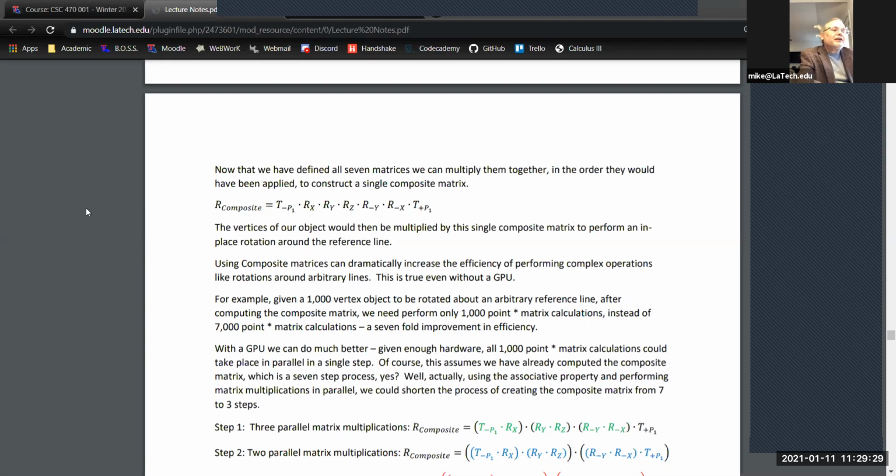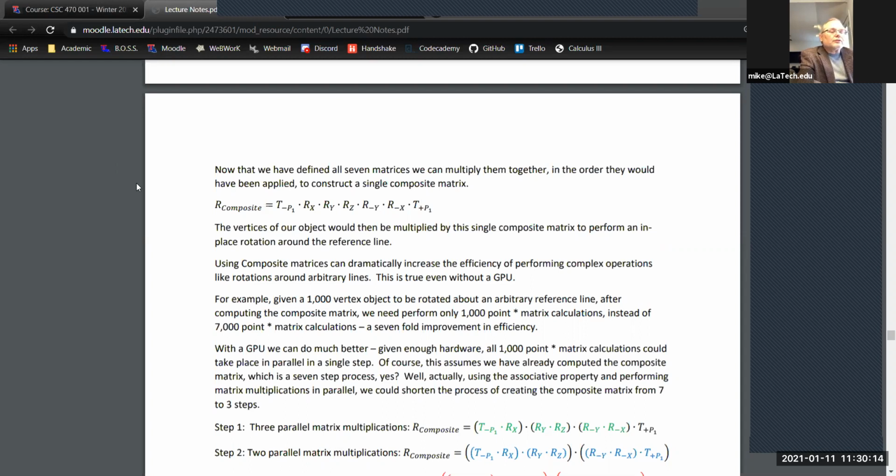So even if I don't have any kind of graphics hardware, it still makes sense to compute a composite matrix and do these operations on a composite matrix, because you'll do 1/7 of the work. That's a big savings. If I can take what it costs and cut it down by a factor of 7, that's a huge savings, right? Instead of 70 minutes, instead of an hour and 10 minutes, it would take me 10 minutes to do an operation. That's a huge savings. 10 minutes versus an hour and 10 minutes, right?